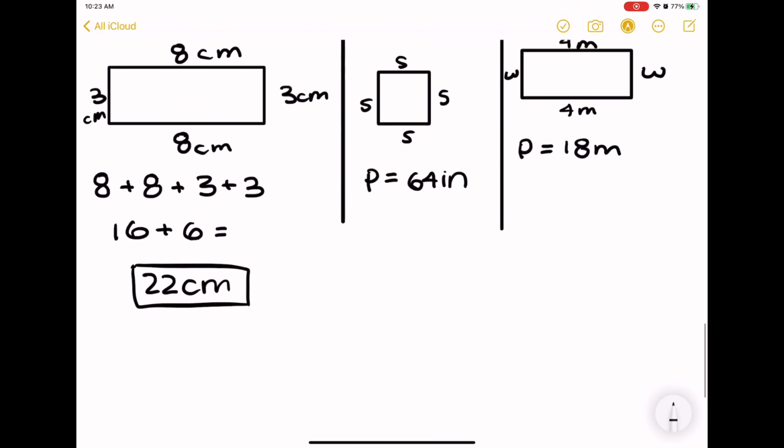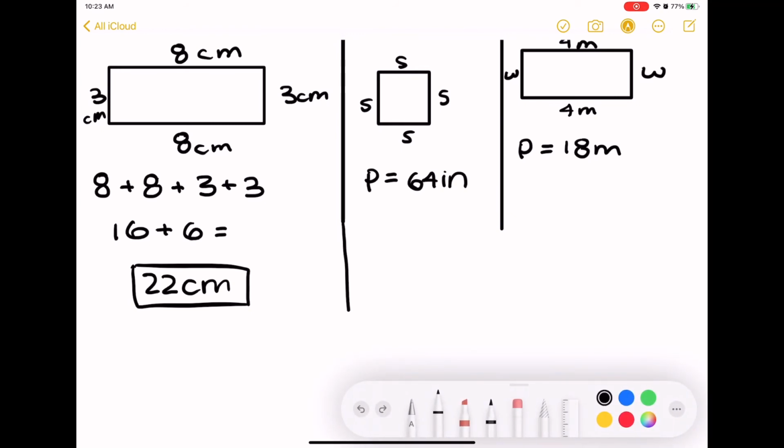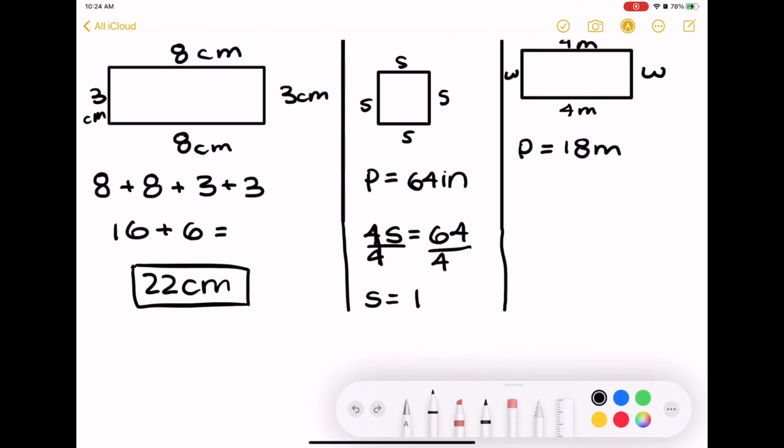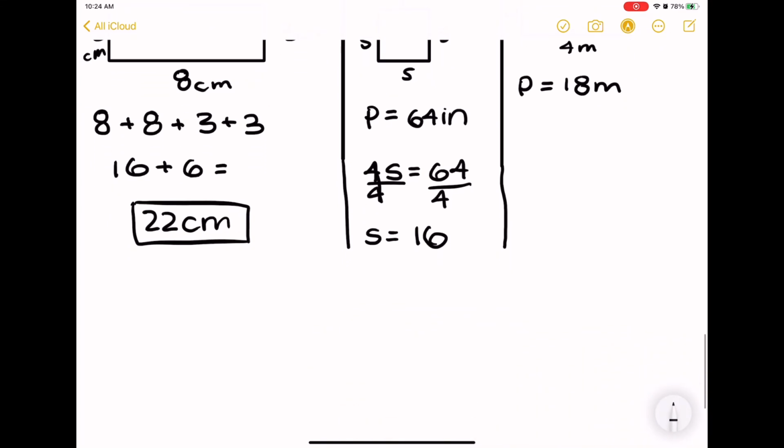And then for the next one, what we're going to do is take our formula 4x is equal to the perimeter, and the perimeter in this case is 64. So then we'll just divide by 4, and then we'll get x is equal to 16. And then we know that it's going to be inches because the perimeter is in inches, which means our sides are going to be in inches. So we know the sides are all 16 inches.